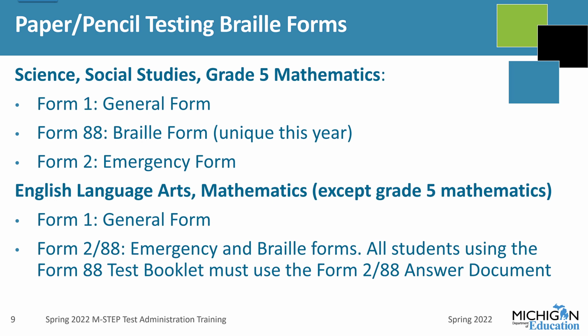For all grades ELA and mathematics except grade 5, there are 2 forms of the answer documents. Form 1 that goes with the general form or the enlarged print test booklet, and Form 2 and Form 88 are the same document. You use the Form 2 or 88 emergency and Braille answer document with the Braille and emergency test booklets. Again, as long as you are using the answer document that came in the Braille kit, this should all be sorted out for you. But you should be aware that you need to be careful about which answer document students use that go along with the test booklet.